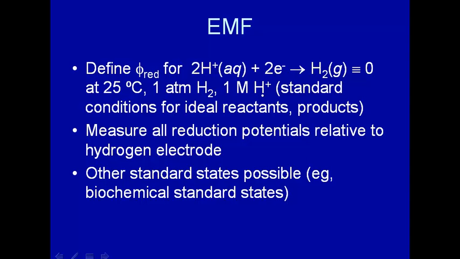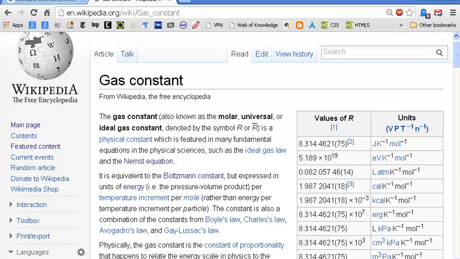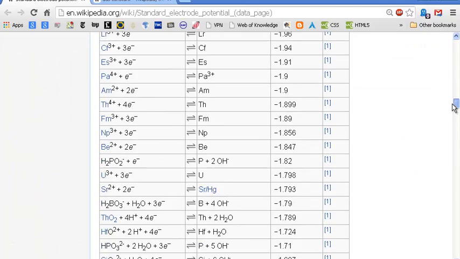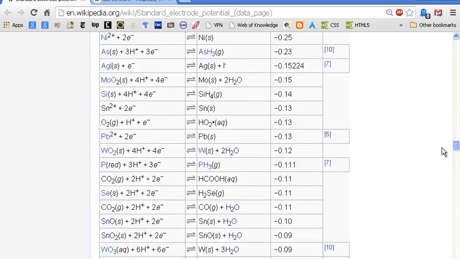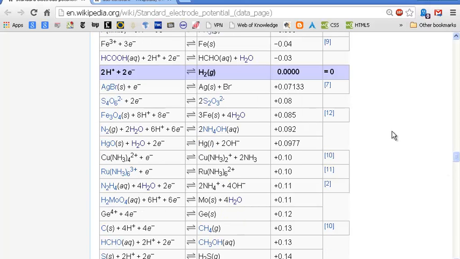So these may be familiar to you from introductory chemistry. We use molar for standard state. We use atmosphere for standard state. So most people define the reduction potential for H plus to be 0. All right. Well, what is that? Here's our gas constant. Here's our standard electrode page here, and let's see. Go down here. We're looking for 0. I think I saw it there. Getting close. There it is.